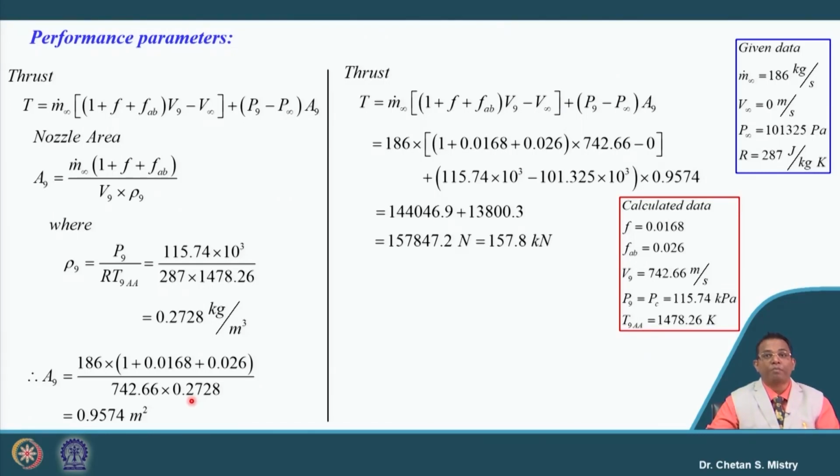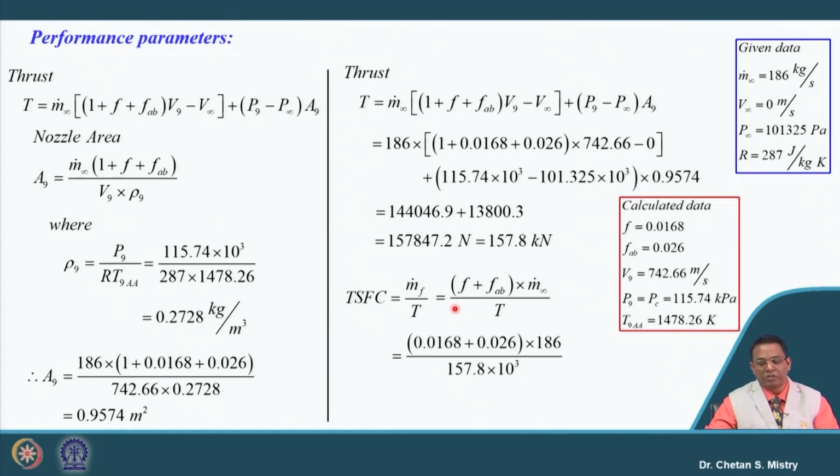Now, our next important parameter is thrust specific fuel consumption. This is given by m dot F divided by thrust. Here, m dot F will be m infinity into F plus F_AB, because we have the operational afterburner, and that is also consuming fuel. So, we need to be very careful in putting this equation. If we put these numbers, my thrust specific fuel consumption comes to 0.05045 grams per Newton second.